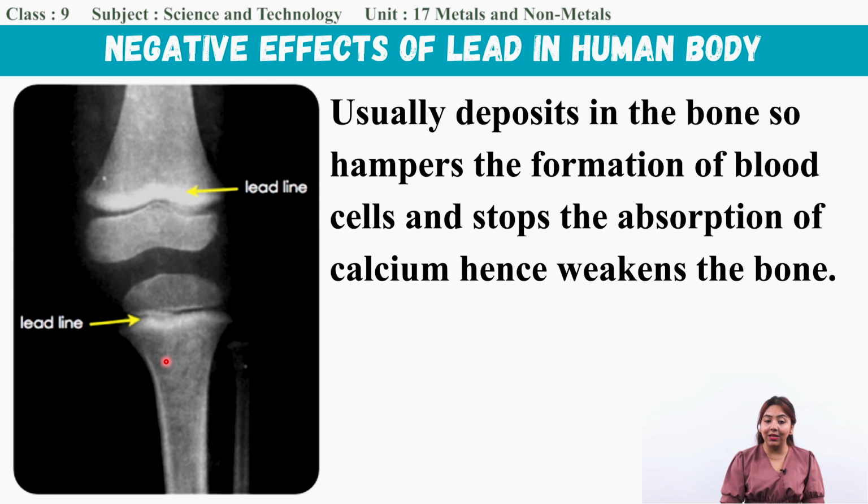Now if there are lead deposits inside the bone, what happens is it hampers the formation of the blood cells entirely. And not only that, our bone, as I mentioned earlier, strengthens due to the presence of calcium. Now if there is lead present in the bone, it stops the absorption of calcium by the bone. So our bone cannot absorb calcium due to the presence of lead in it, and then it weakens our bone. So these are the negative impacts of lead in our body.